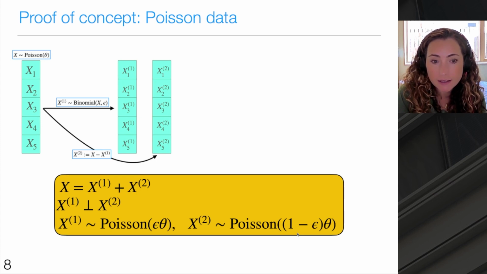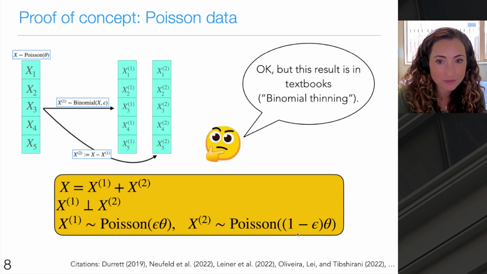And furthermore, doing this didn't require me to know theta, right? I was able to get x1 and x2 without knowing theta, even though theta is an unknown parameter, which is important because if doing this required me to know theta, then again, this wouldn't be useful. Okay, so this is an example of the thinning that I want to do in this talk.